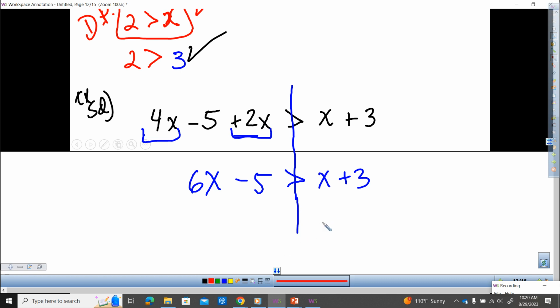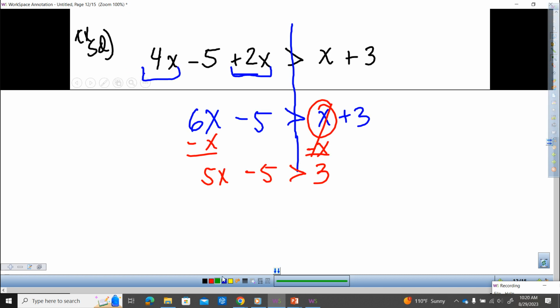What would we do next? Let's see, simplify, isolate. That means we need to send the variables to one side. So what do I do here? I'm going to start with the smallest one, subtract x. We got 5x minus 5 greater than 3. All right. From there, we still need to isolate, so plus 5, 5x greater than 8. I still need to isolate, so I divide by 5.